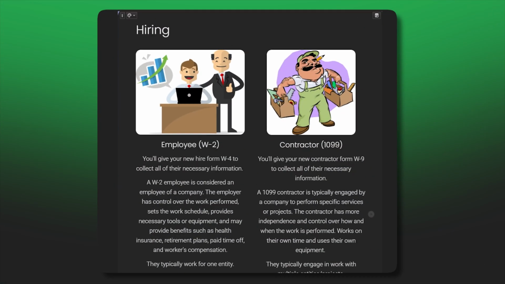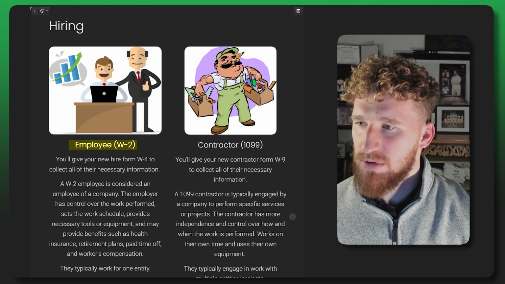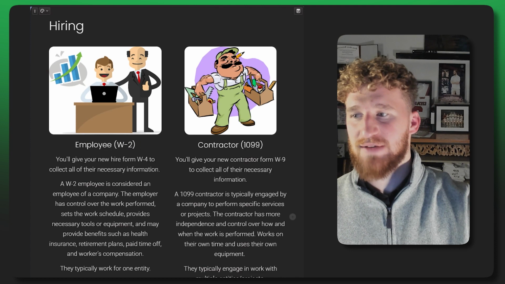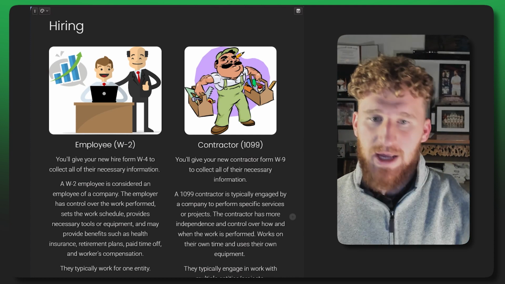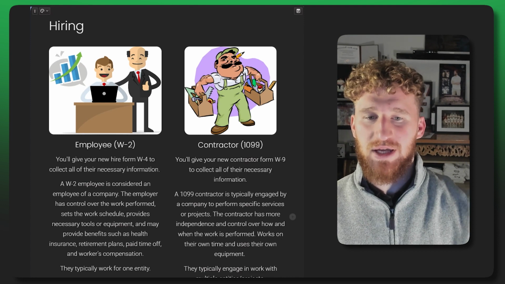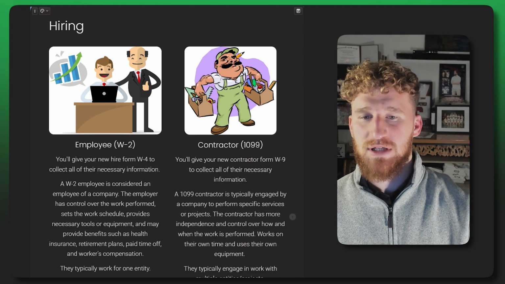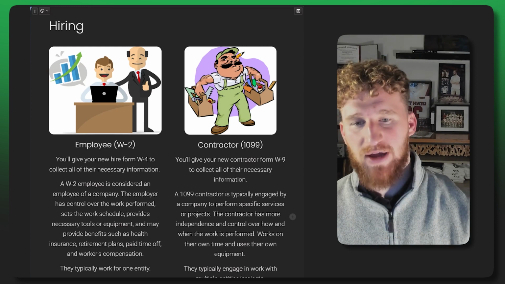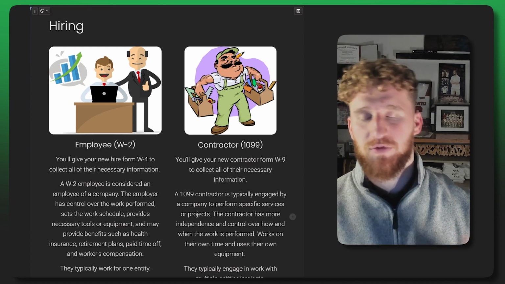So the difference, really quick. Hiring. So we have a W-2 employee. When you hire someone that is W-2, you need to give them the form W-4. And that's how you collect all the necessary information. A W-2 employee is considered an employee of the company. And this means that the employer has control over the work that's performed. They set the schedule and they provide the necessary tools or equipment for them to do their job.